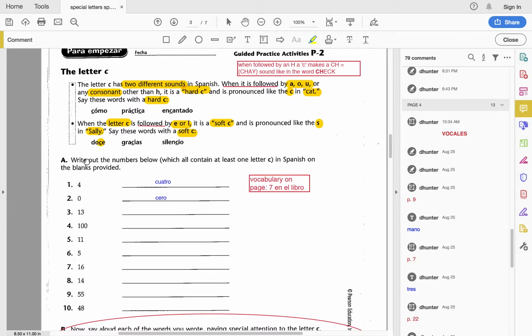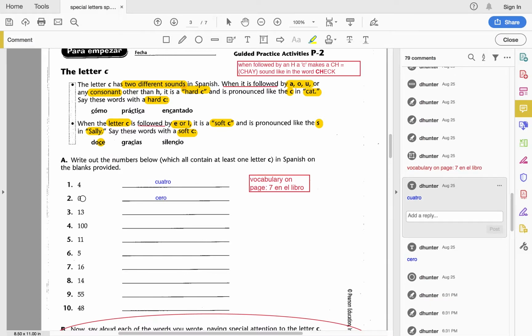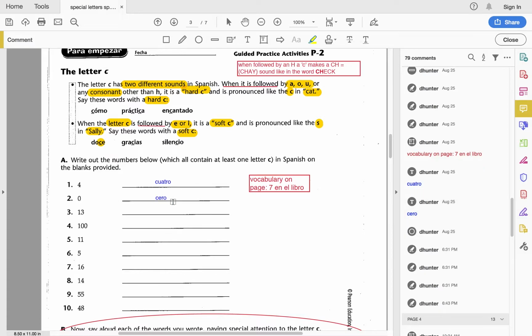Now let's go into some practice. Write out the numbers below, which contain at least one letter C. All of these numbers can be found on page 7, so you should go there now. As you get to page 7, you'll realize that these numbers are in a table together. What you want to do is go forward with writing out the words. So number 4, numero cuatro, and the number 0 is numero cero.